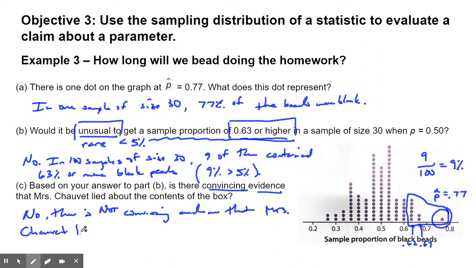Chavez lied about the contents of the box. And that is because, again, 9% is greater than 5%.